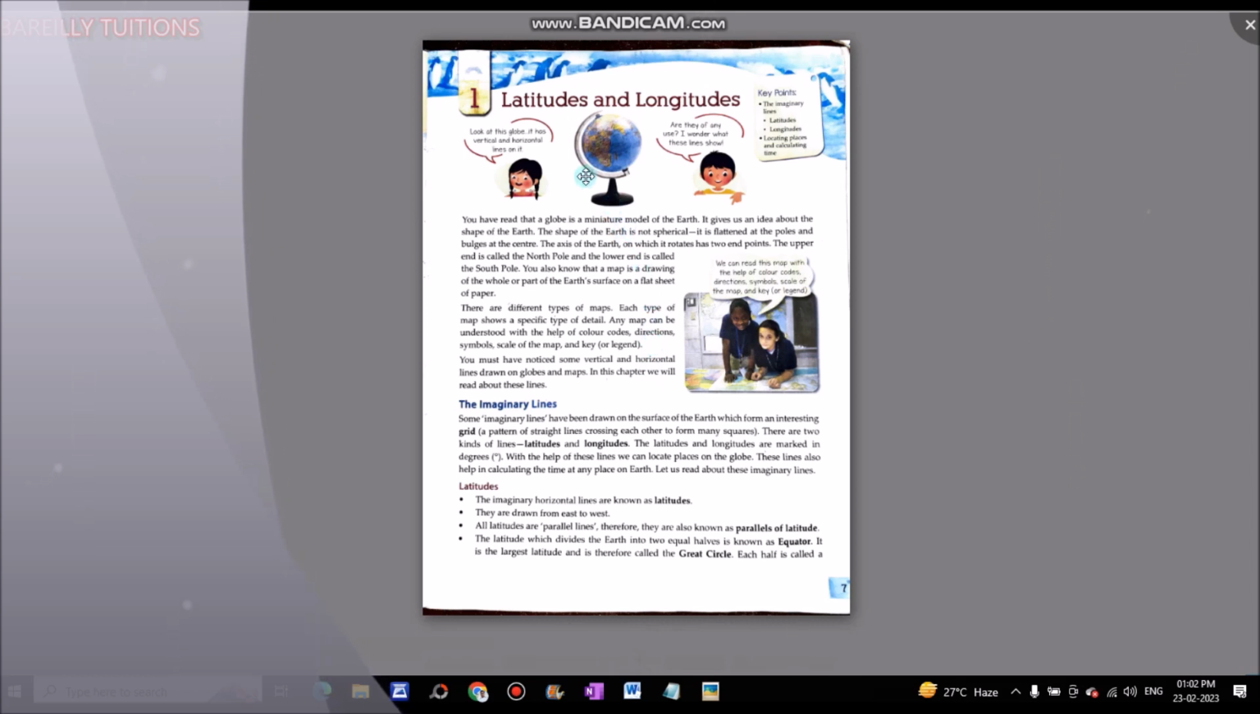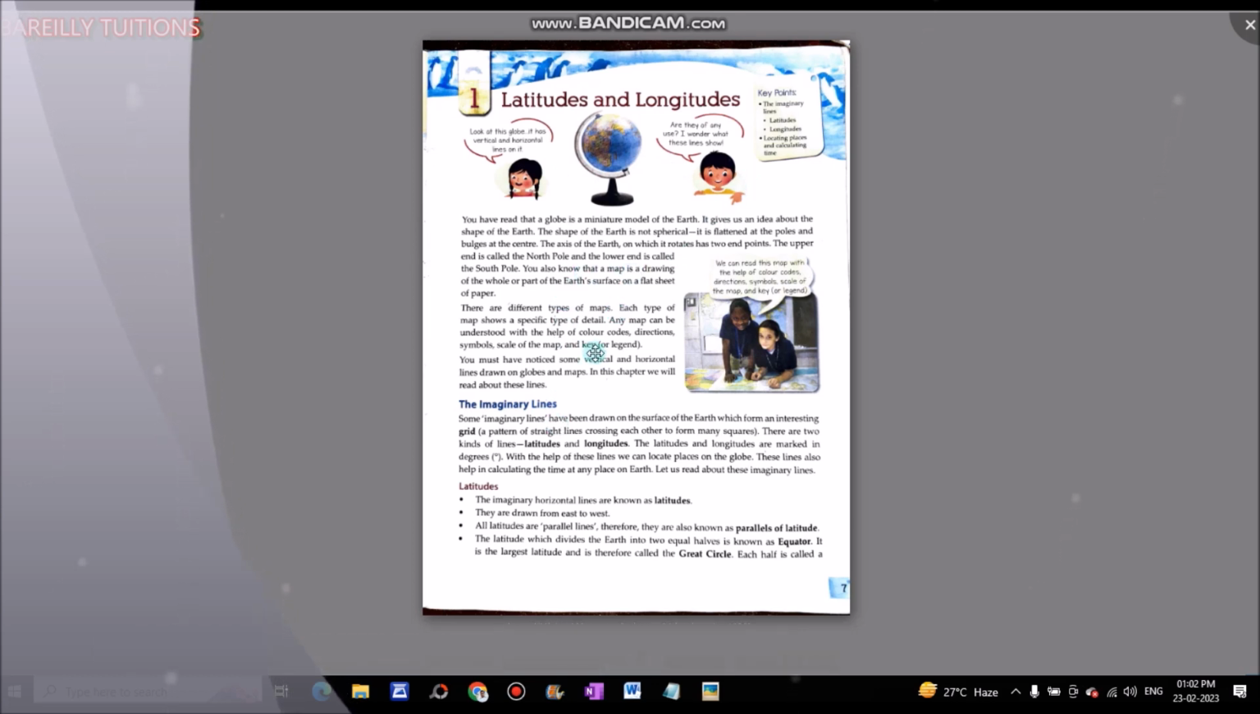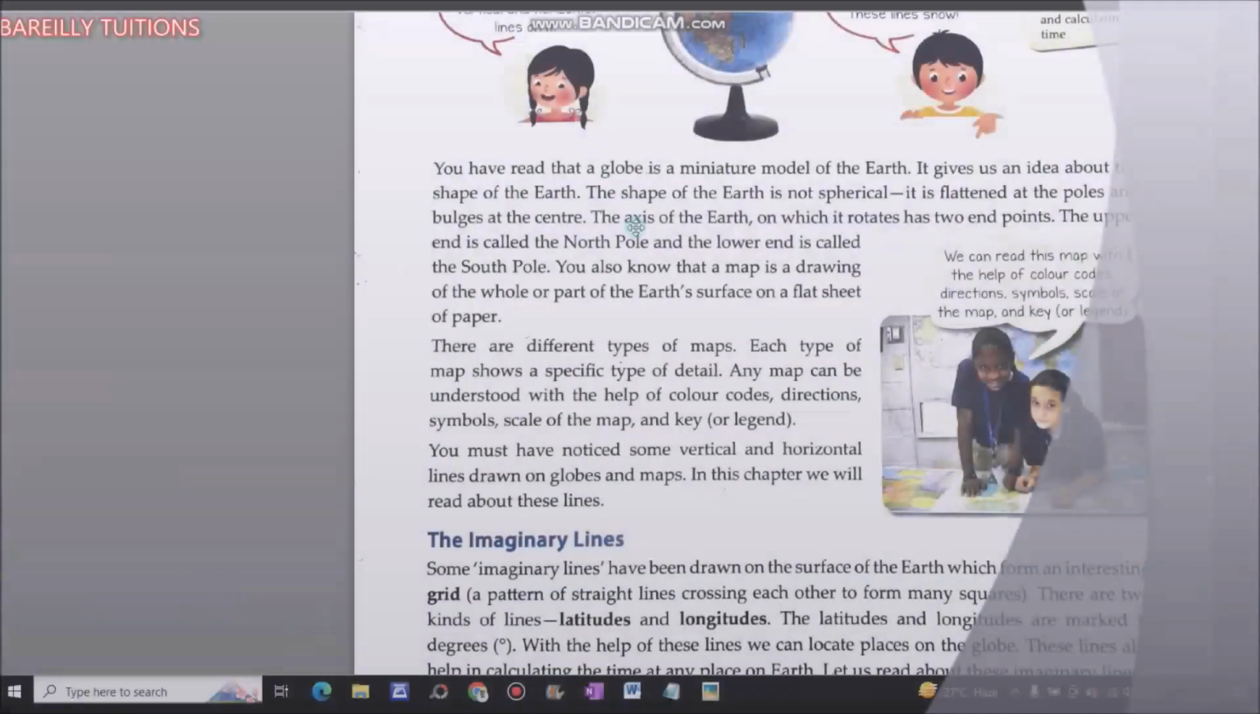Today we are going to study about latitude and longitudes. This is the topic of class 5th. So let's begin the topic. What is latitude and longitude?